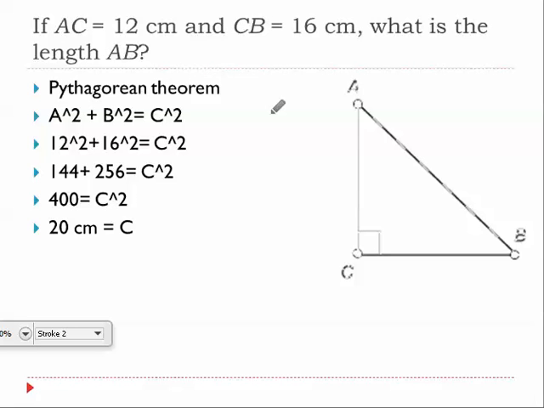Okay, this one says if AC is 12, CB is 16, what is the length of AB? It's the Pythagorean theorem. A squared plus B squared will equal C squared. This side over here. So 12 squared plus 16 squared, 144 plus 256, that's 400. Take the square root of 400, I get 20. That's going to be the side over here, 20.